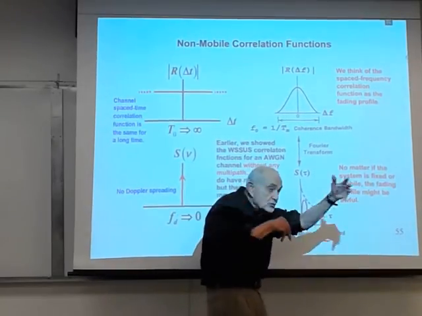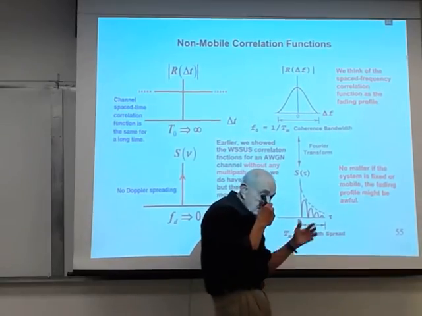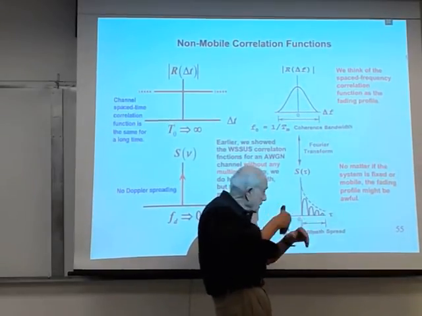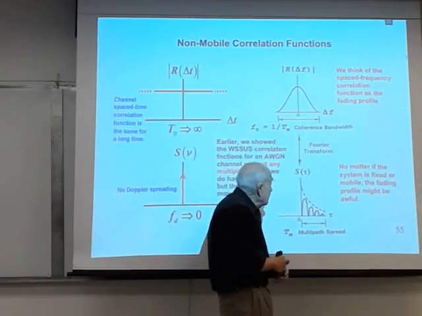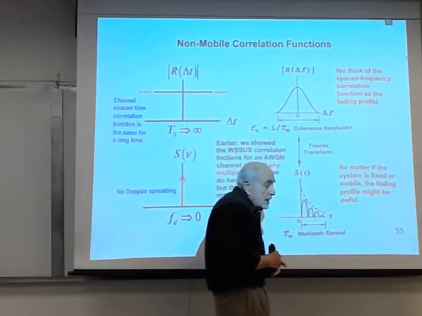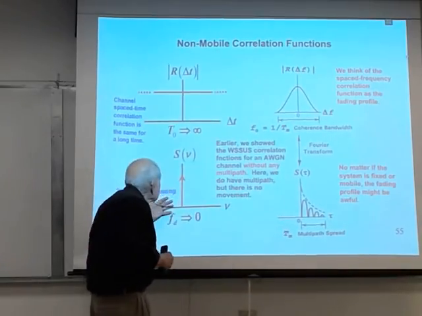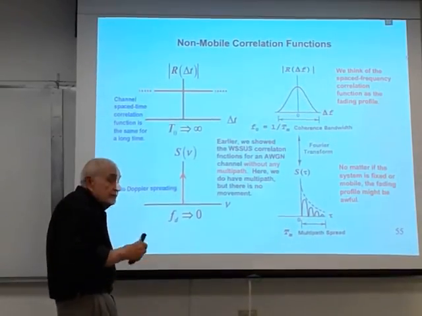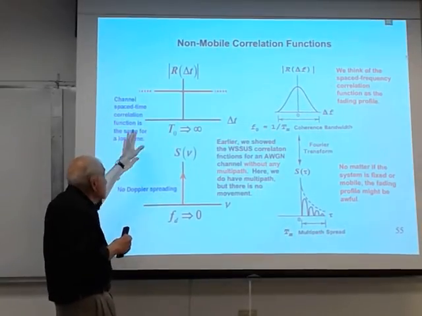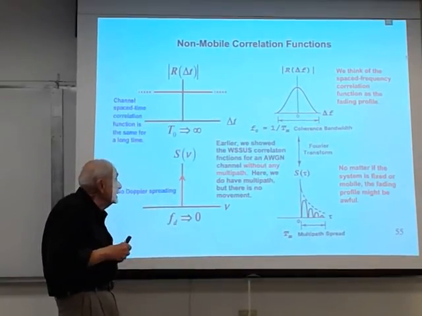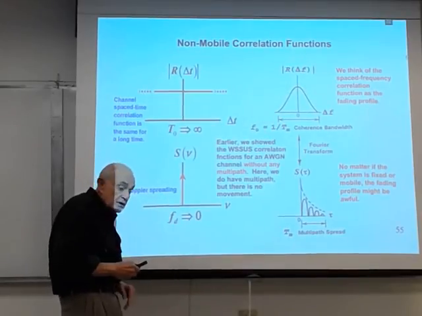There might be buildings all around you. You're absolutely still. You're not moving. There's terrible echoes around you, and there's a small coherence bandwidth. But look at over here. If you're not moving, you're going to see the same thing Monday, Tuesday, Wednesday as you do Thursday, Friday, Saturday, and there's going to be no spectral spreading.